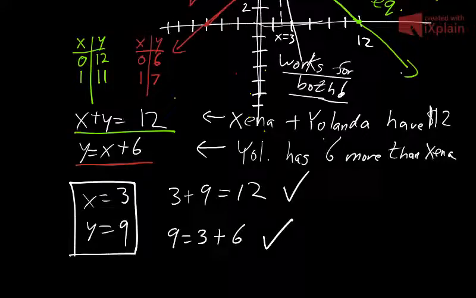I know this is a little bit weird, but all we're doing is taking our two equations, putting them into a graph, and once we have a graph, we're finding the one place where they intersect.